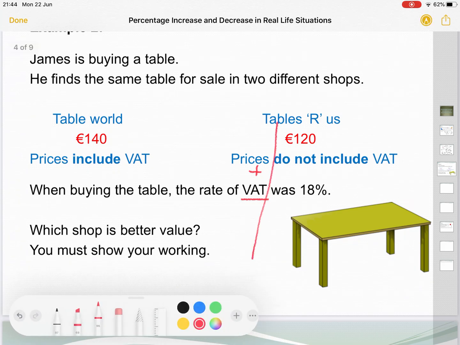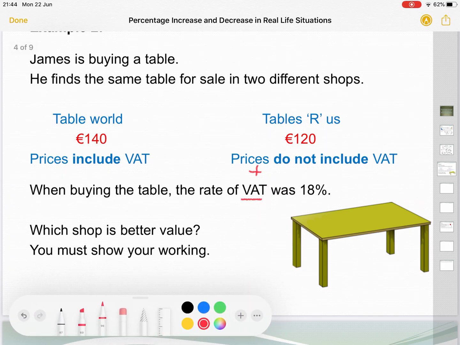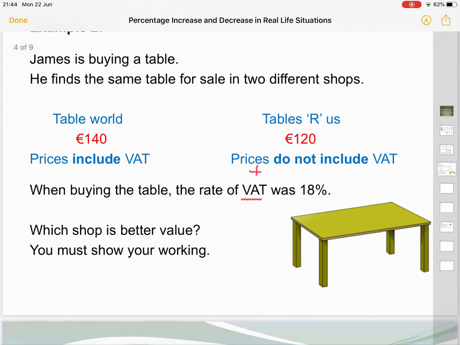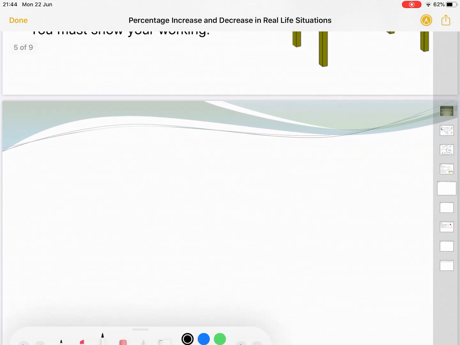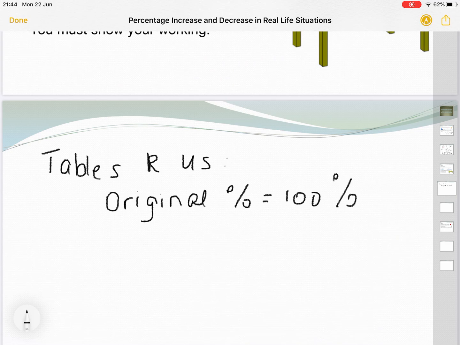So, in the case of Table Saras, I have the original percentage, which is the 100%. The VAT is at 18%.